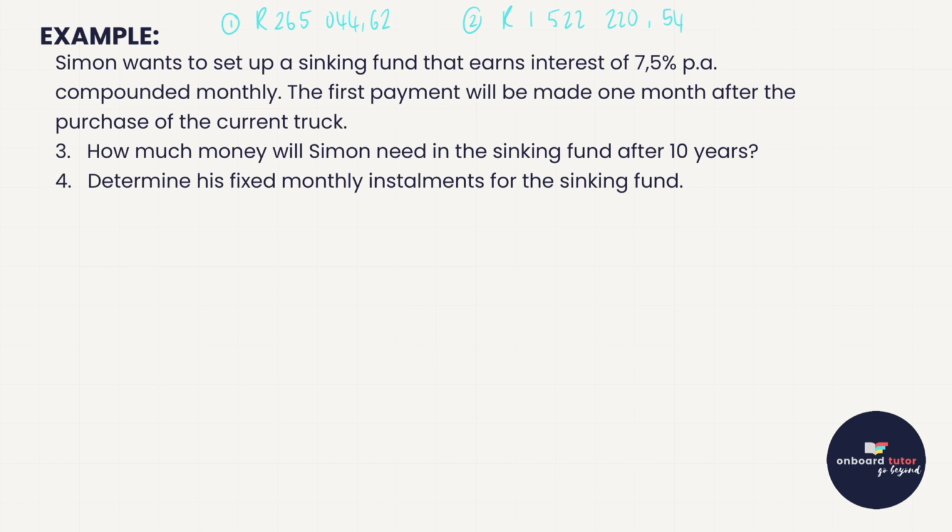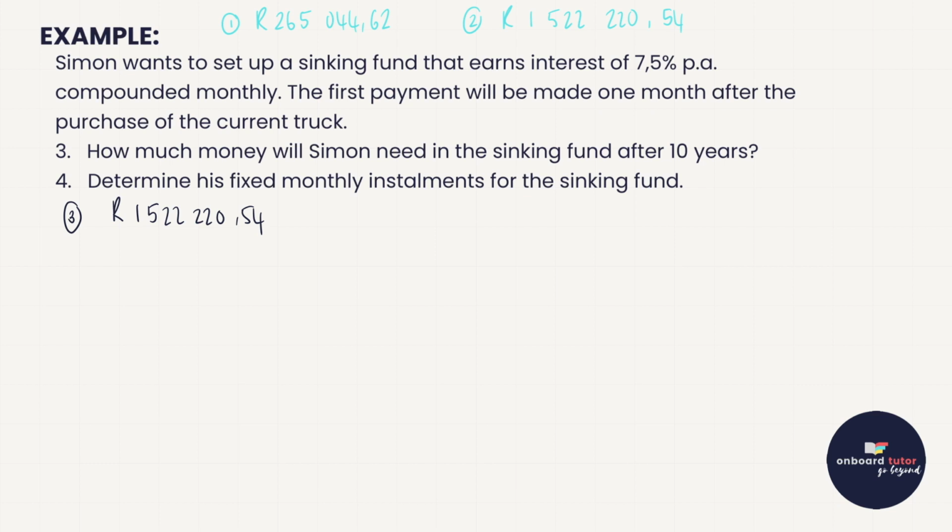So that's cool. We can use the formula as is in terms of this question. Now it says here, question 3, how much money will Simon need in the sinking fund after 10 years? Okay, so that's where we need to now use these answers that we got for question 1 and question 2. So what we know is that thanks to inflation, Simon is going to need 1,522,220 rand and 54 cents in the account.